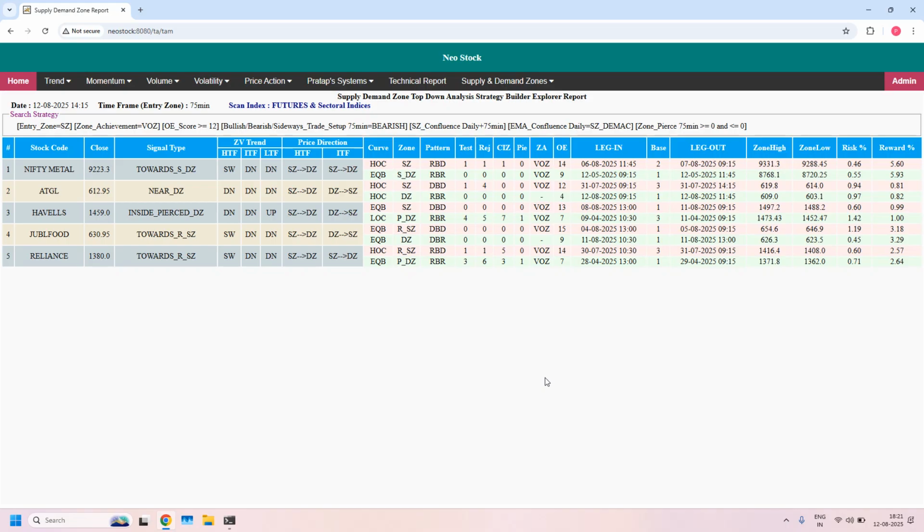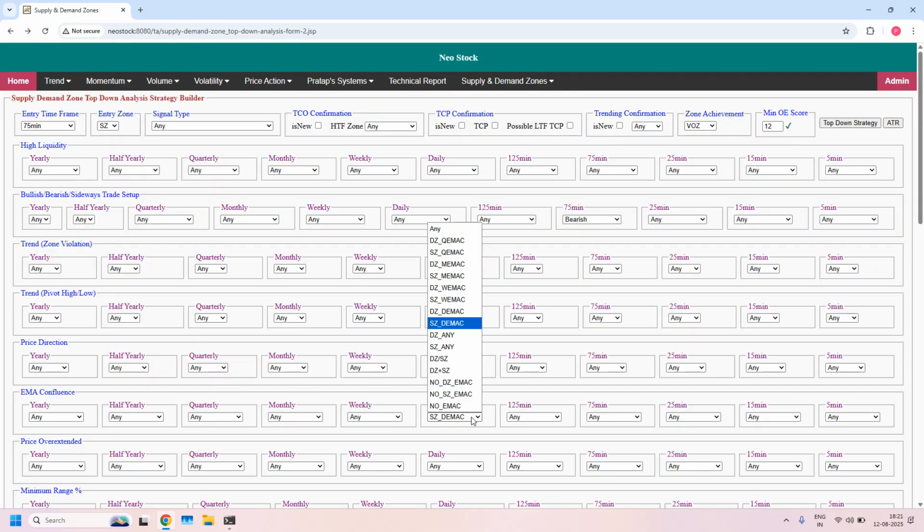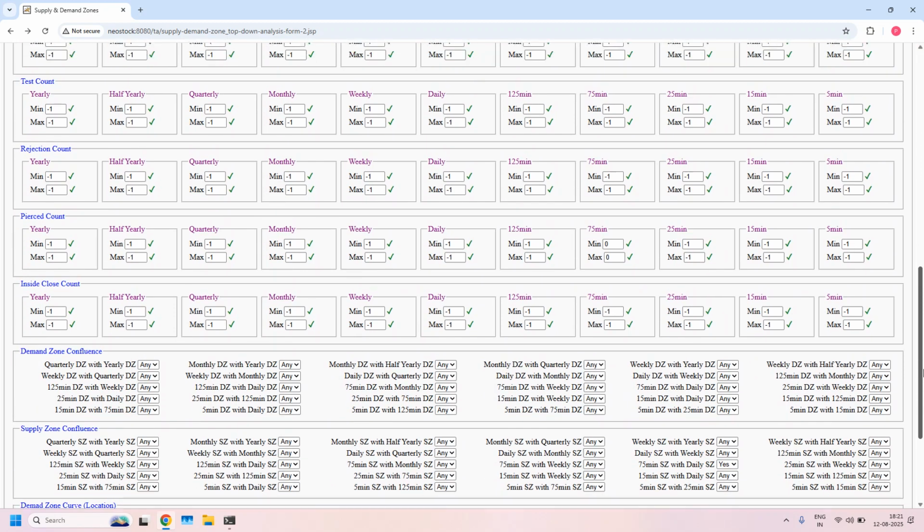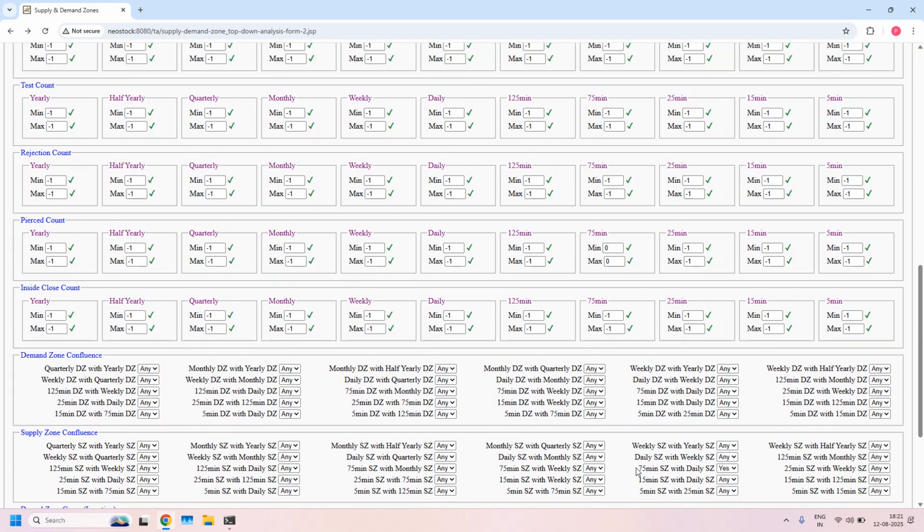This is the first combination. Next one is LTF, ITF, HTF supply zone confluence, and then HTF EMA confluence. Let's filter. So I am removing this ITF EMA filter. In the supply zone confluence, 3 filters we have to set. The first filter is already enabled, 75 and daily. Next 75 and weekly supply zone confluence, daily and weekly supply zone confluence.